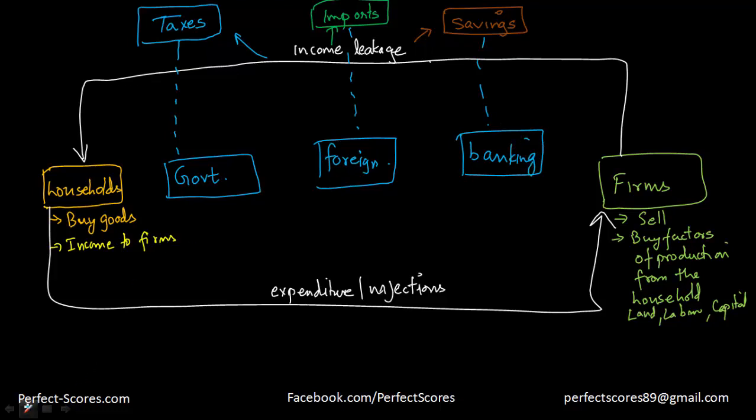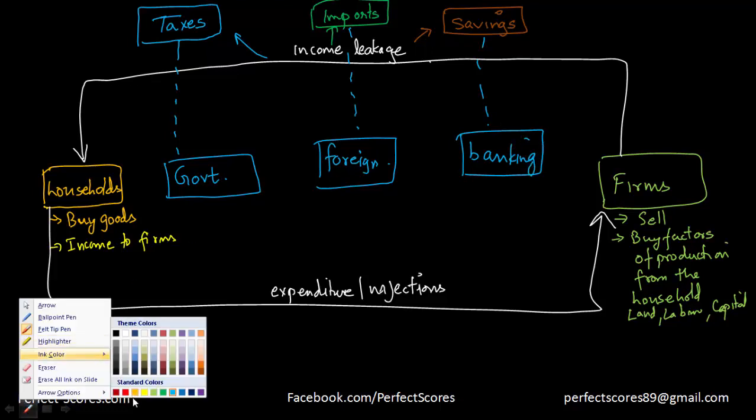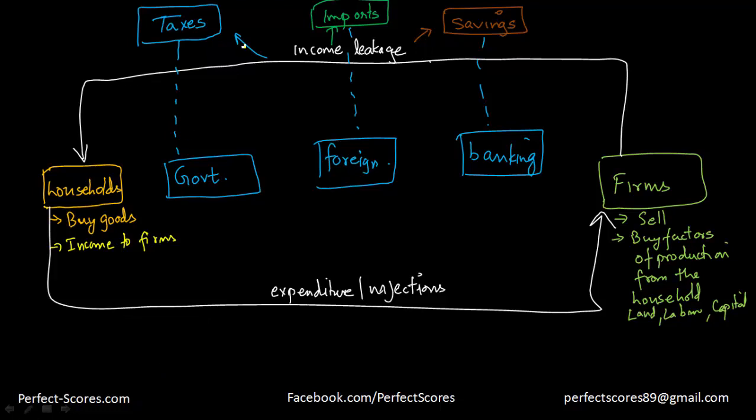Now, if all these three are responsible for leakages, they're responsible for some money injection as well. How does the government introduce money in the system? The government invests money. Whatever infrastructure investment you see, whenever the government invests money in the economy, that means the government is introducing money in the economy.